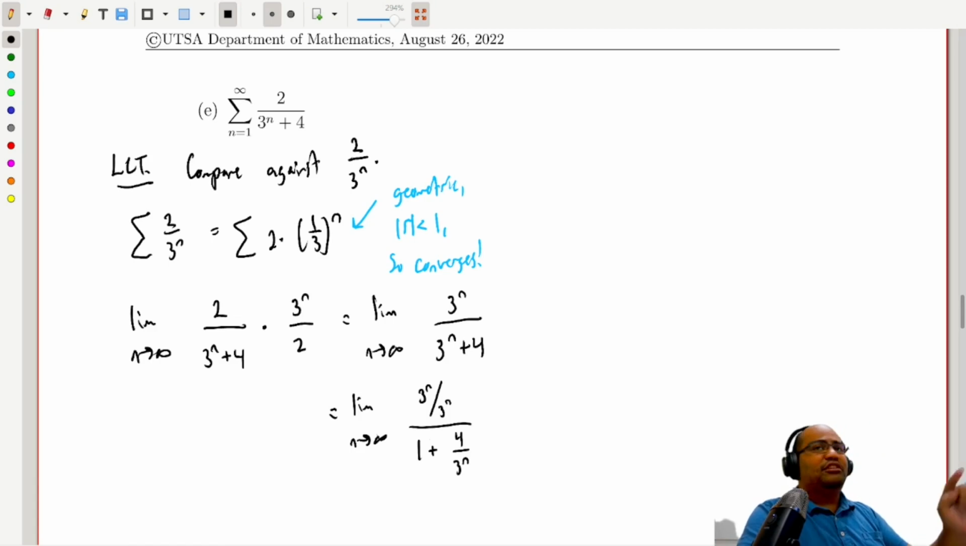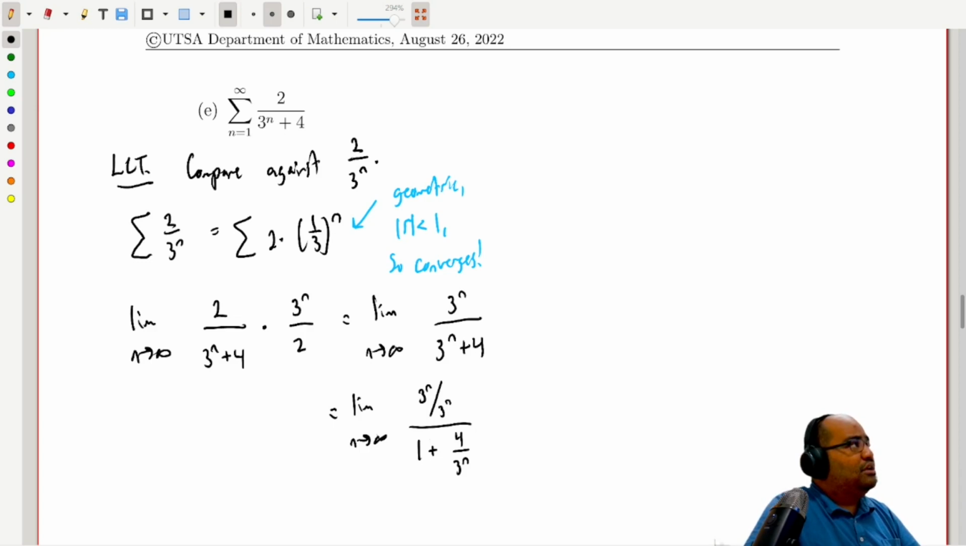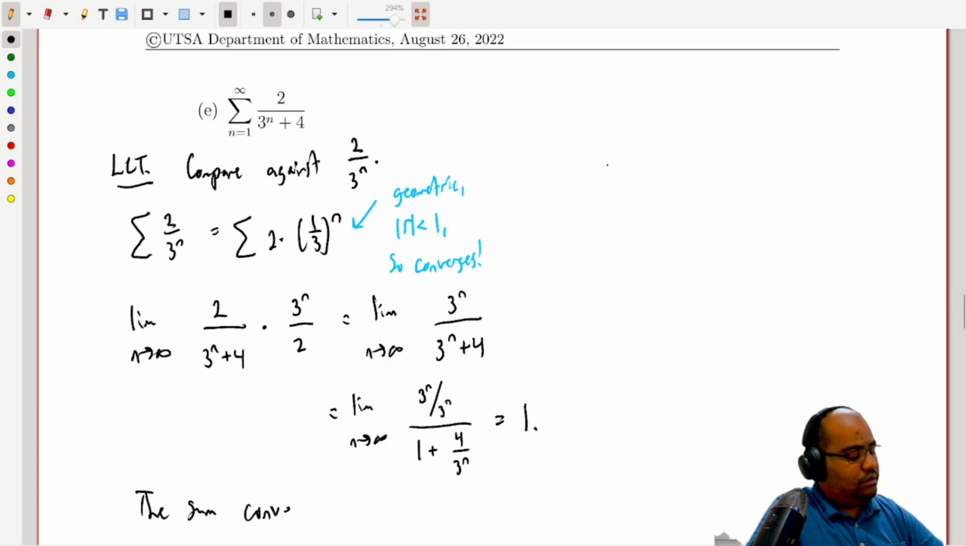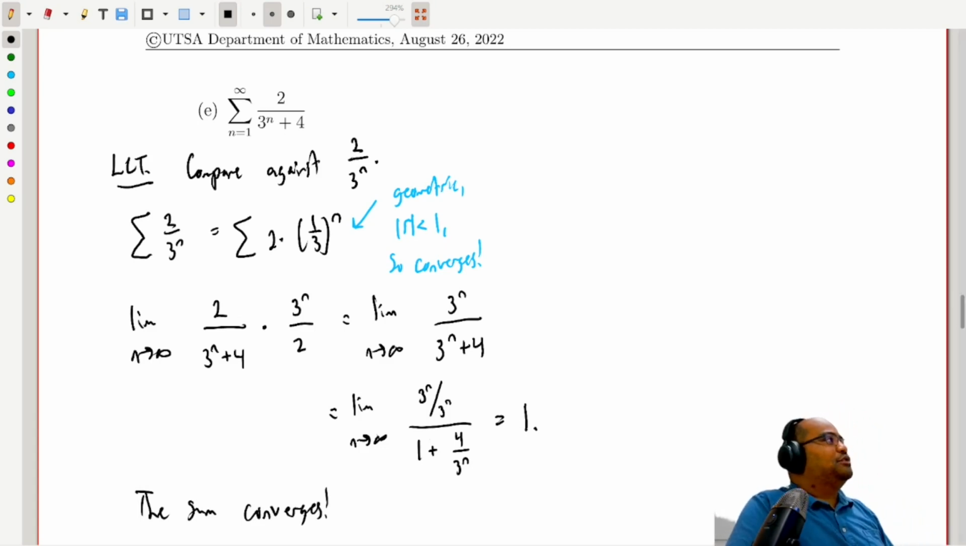Now take a look at that denominator. 4 over 3 to the n, as n gets large, that thing will get small. That limit is 0. So the limit in the denominator is 1. I have a 1 left over in the numerator, I just have a 1. So we conclude that the sum converges, by using the limit comparison test.